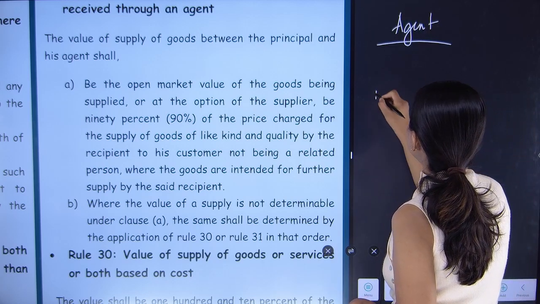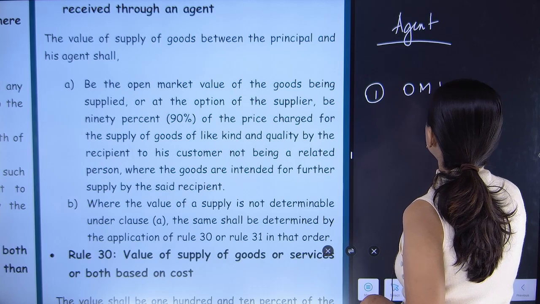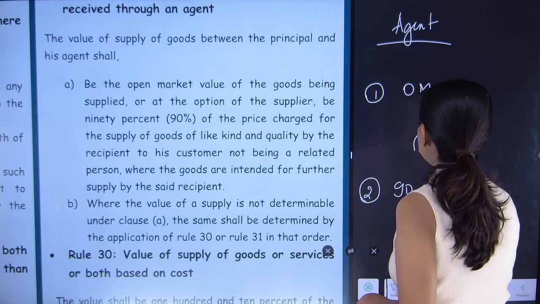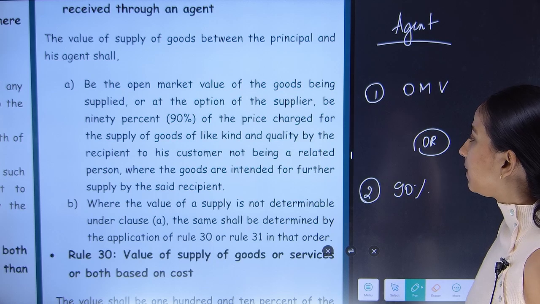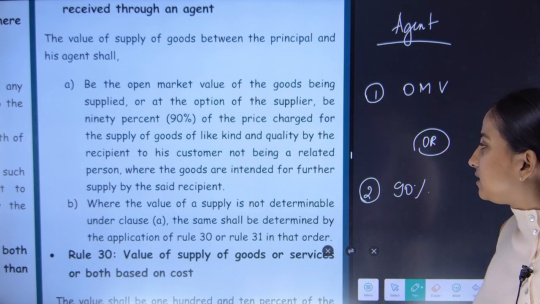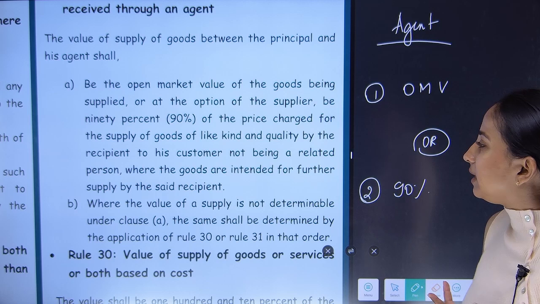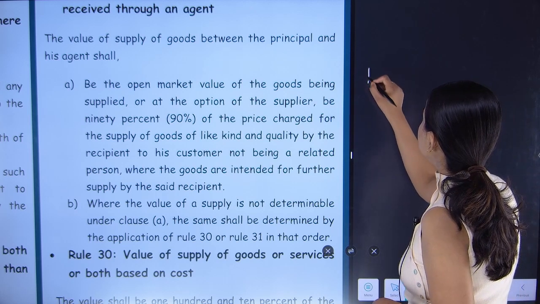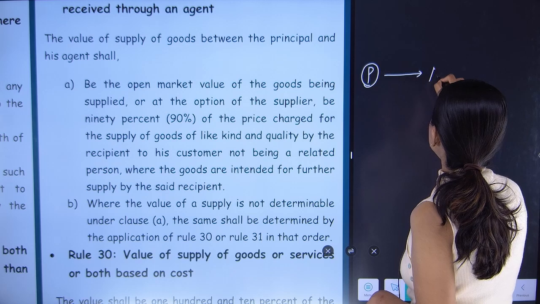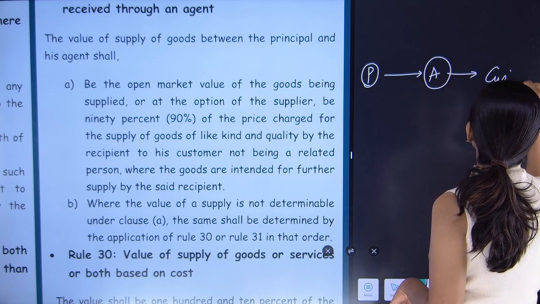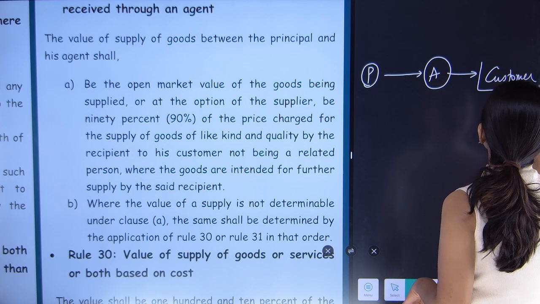Okay, this one is open market value. Or can you see 90% of the price charged for the supply of goods of like kind and quality by the recipient to his customer, not being a related person. So what do they mean here? So I am the principal. I am selling through my agent, correct? Agent is selling to the customer, right? This is the transaction.